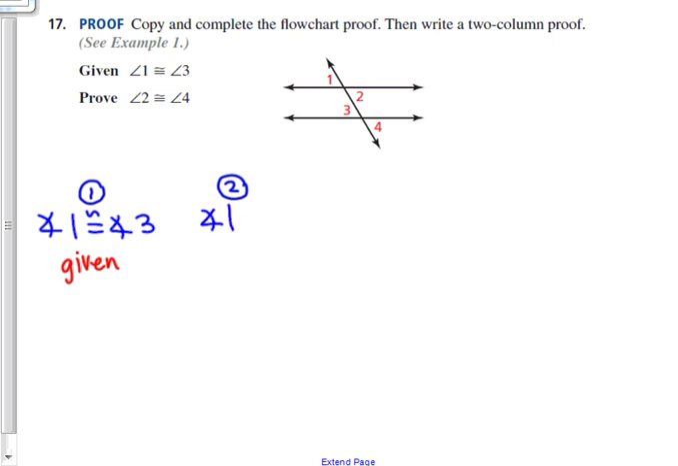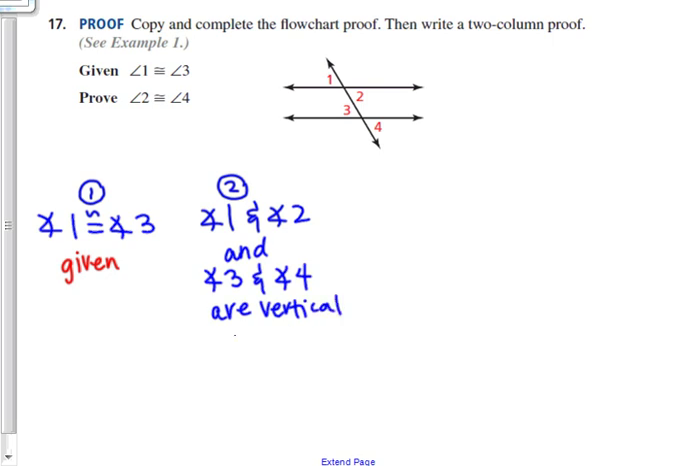I'm going to say angles 1 and 2 and angles 3 and 4 are vertical angle pairs. And I knew that just because of the definition of a vertical angle.